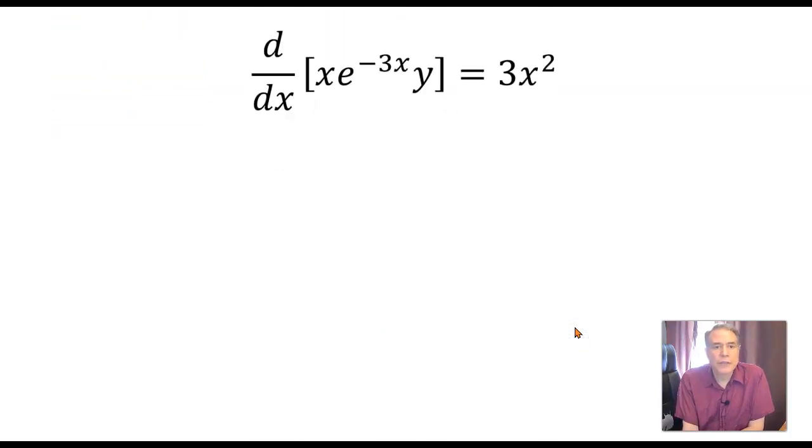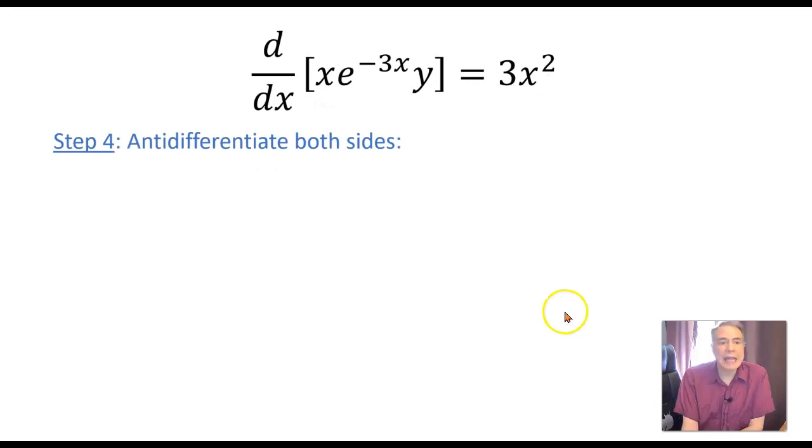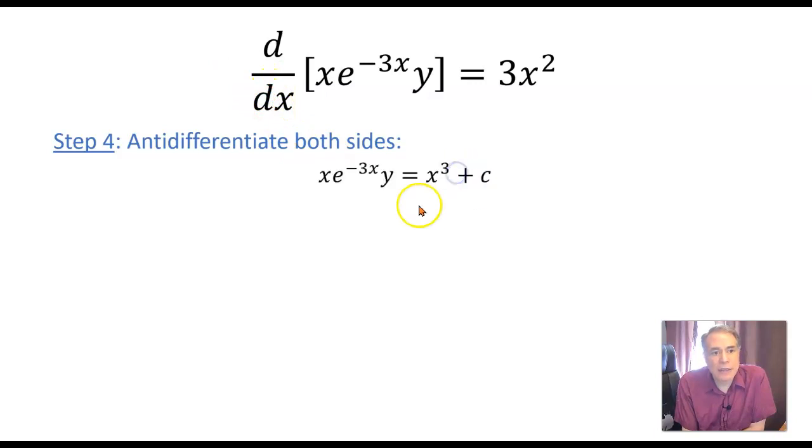Okay, now we're ready for step 4, where we just anti-differentiate both sides. The antiderivative of the derivative is x e to the negative 3x times y. And the antiderivative of 3x squared is x cubed plus c. And here we do want to include the plus c because we are looking for the general solution to this particular differential equation. And that general solution is going to have a constant in it, a constant of integration. So if you really wanted, you could leave it like this.